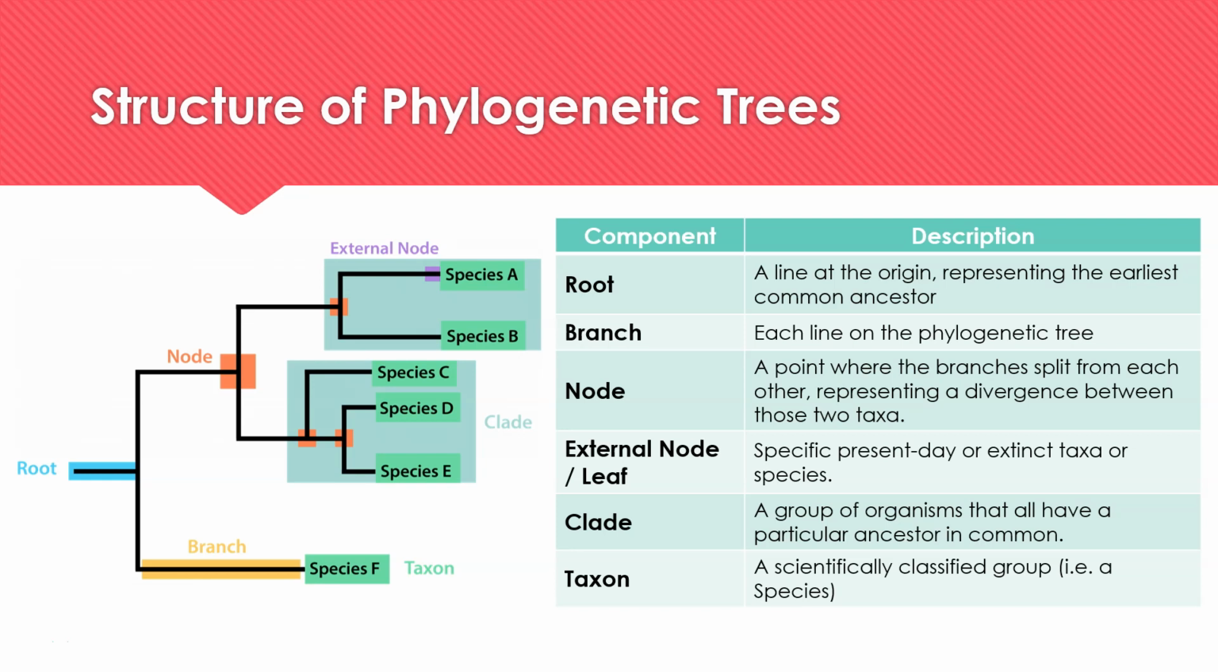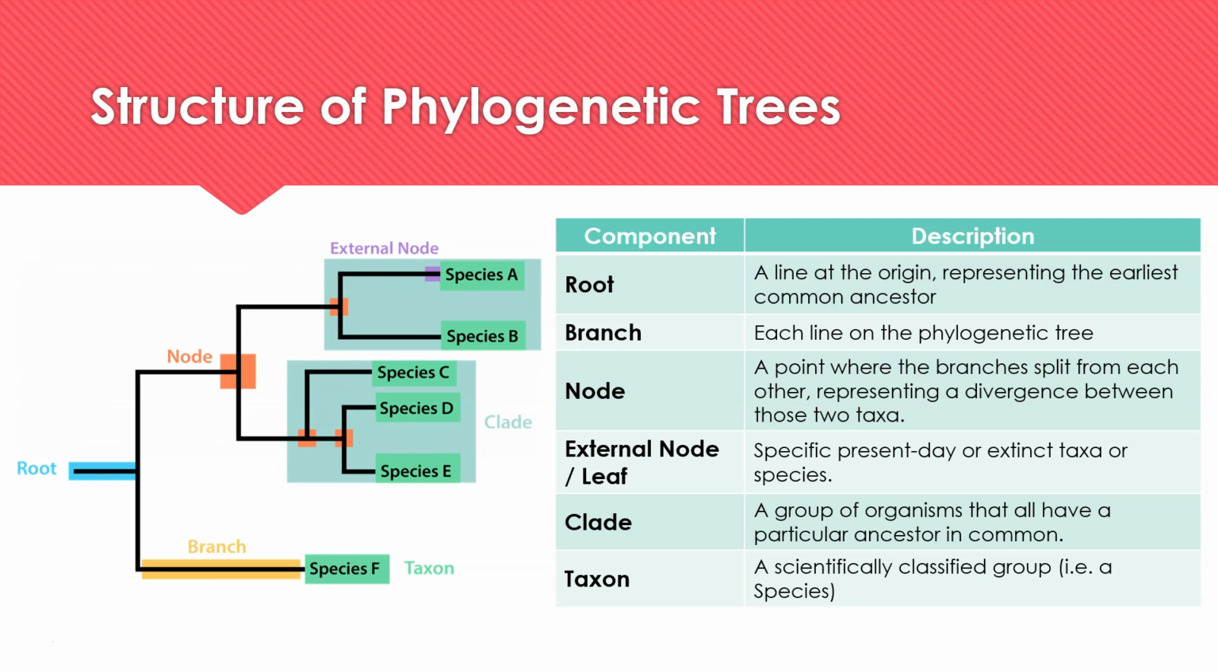An external node is sometimes also called a leaf. This is one towards the end. This is representing the present day organisms or any extinct taxa or species. So if you've had something die off, and it will become extinct, this would still be considered an external node. It's sort of the most recent end of that branch.